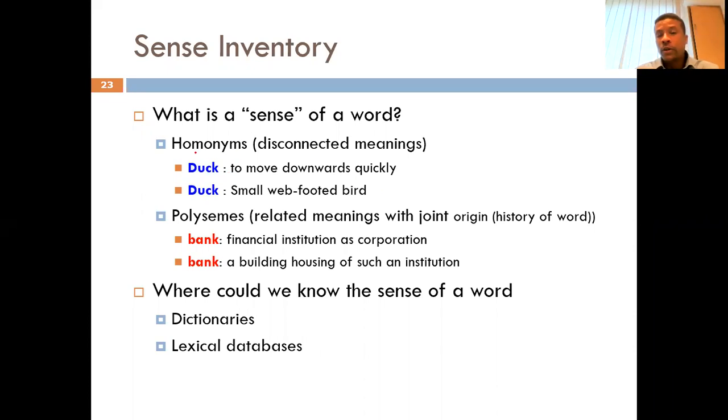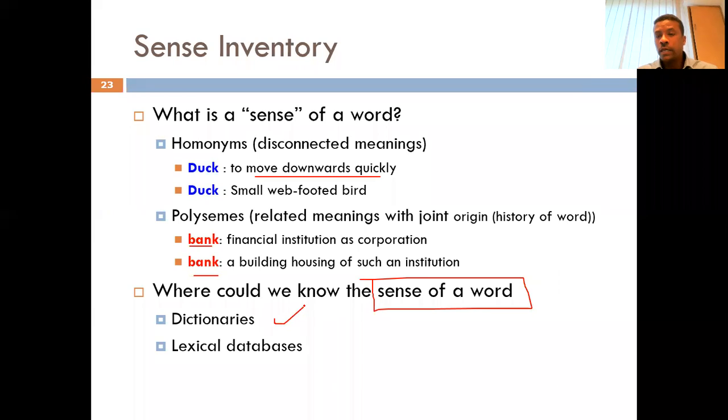For example, if you see homonyms like duck, it can be moving downwards quickly, which means hiding your head, or it can be a small web-footed bird. But in a specific context, the sense of the word would be only one of them. You have also seen polysemies, where the same word has two totally different meanings. So the first question is, from where do you get the sense of a word? From where are you going to get it? And one example is a dictionary.